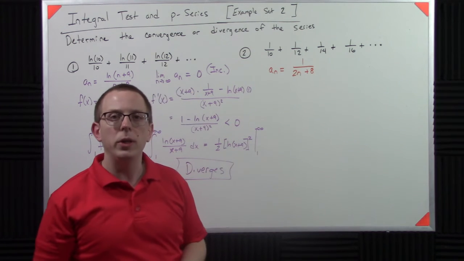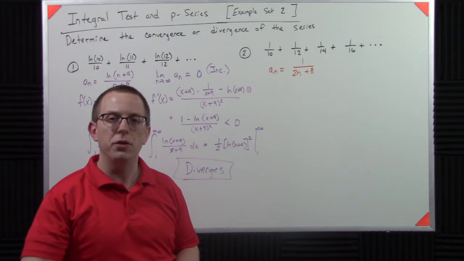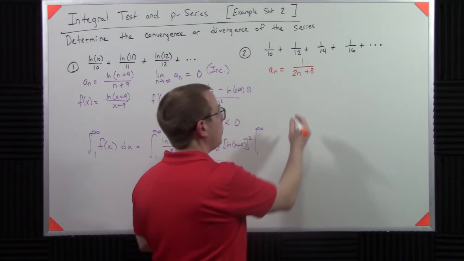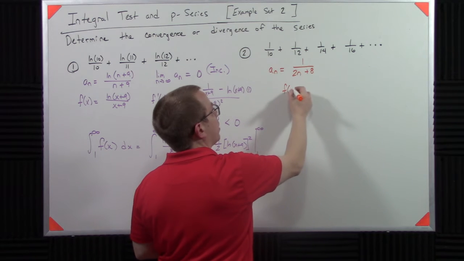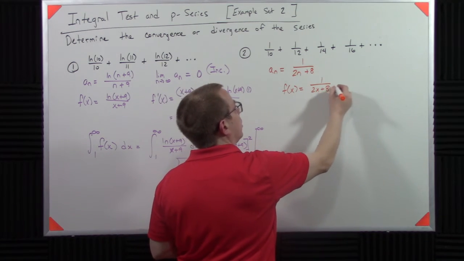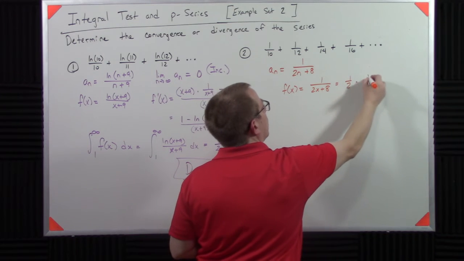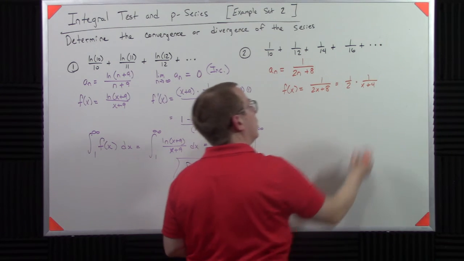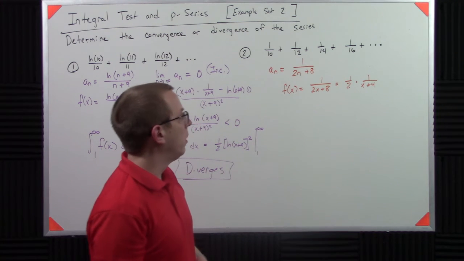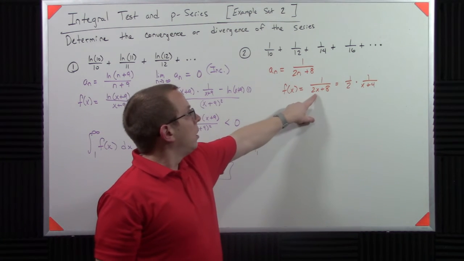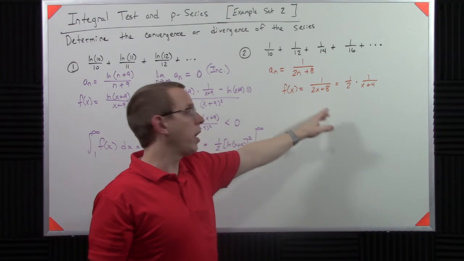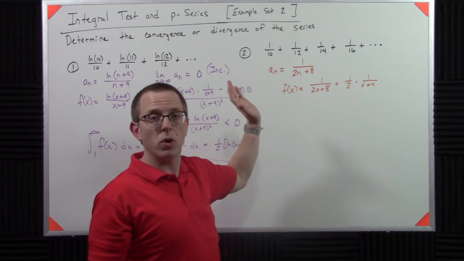Now, hopefully it's readily apparent that the nth term test for divergence will be inconclusive, so we're going to skip it. So I'm going to say f of x is 1 over 2x plus 8, which is 1/2 times 1 over x plus 4. Hopefully you realize this is going to be positive and continuous for all x of 1 or greater.